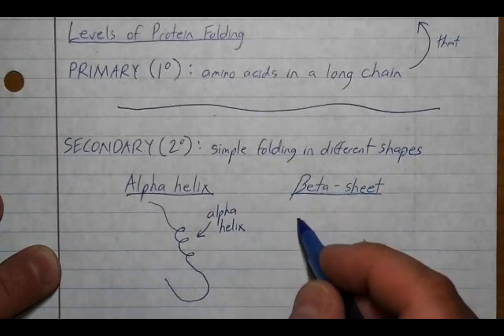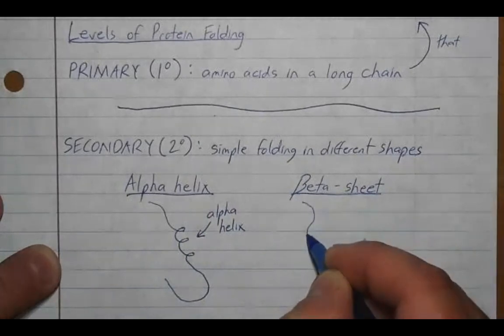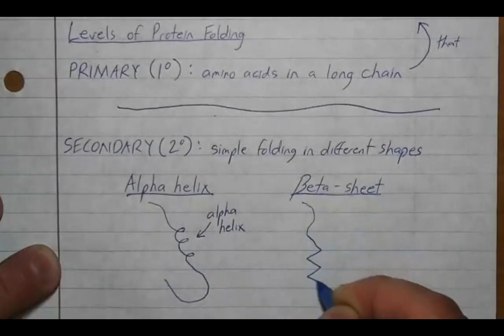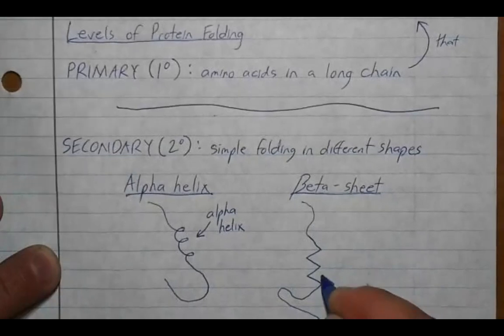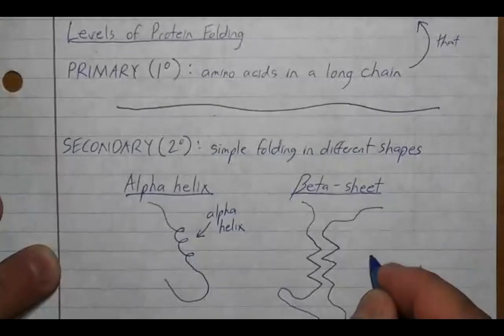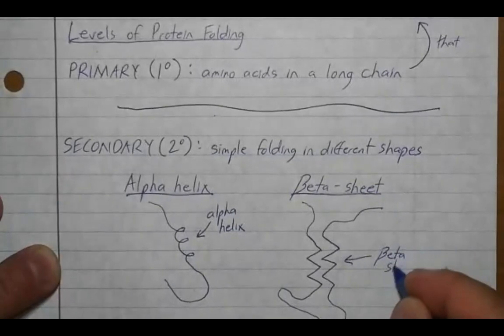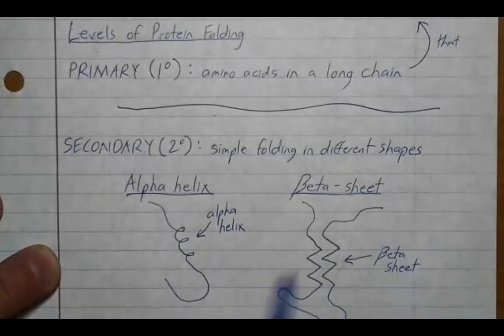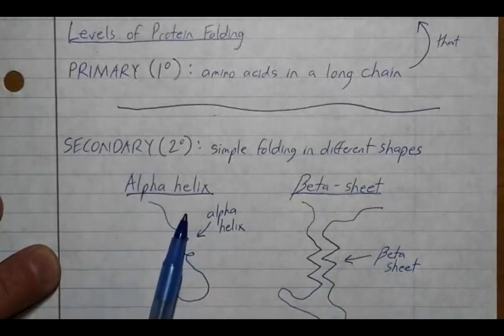What is a beta sheet? Beta sheet is kind of a zigzag. So it kind of goes like this, and it kind of goes zigzag, zigzag, zigzag, and then it'll kind of fold, and then it'll come back and go zigzag, zigzag, zig, and then it'll go like that. So that area right there is called a beta sheet. So if you get a little corkscrew action, that's called an alpha helix. A little zigzag motion, that's beta sheet.